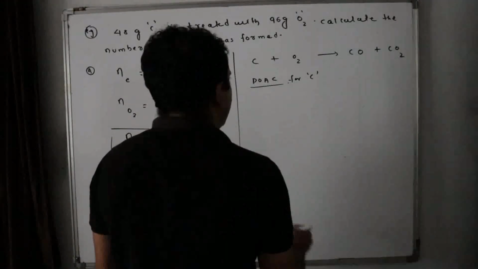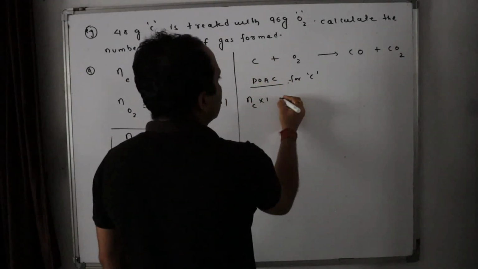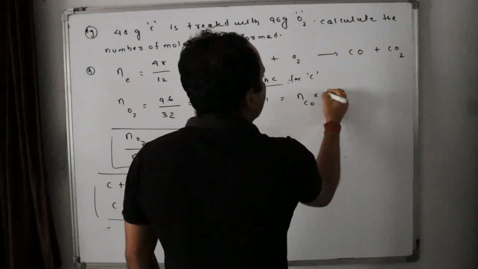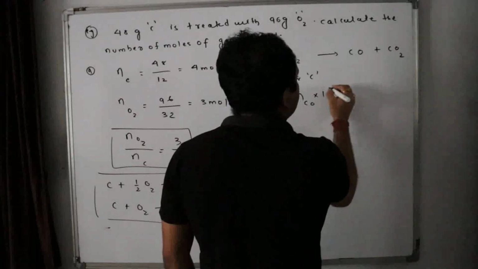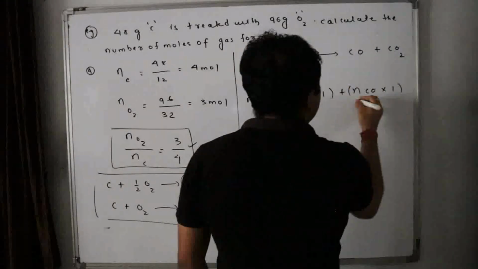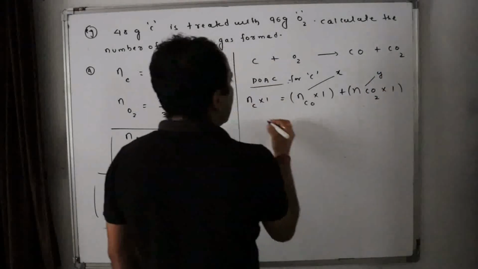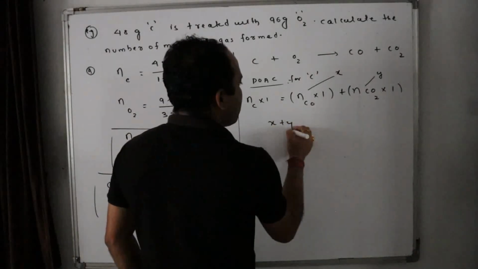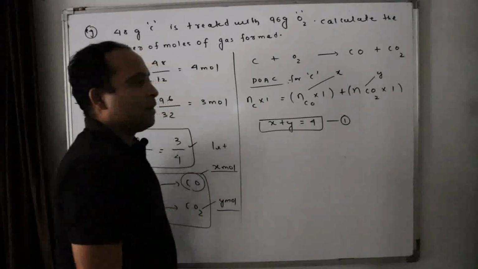Okay. Now, POAC for carbon. How can I calculate? Number of moles of carbon into number of times the carbon exists. Anything else on this left hand side? No. Is equal to number of moles of carbon monoxide into the number of times the carbon exists, 1 time, plus number of moles of carbon dioxide into the number of times the carbon exists, 1. Isn't it? Now number of moles of carbon monoxide is X and carbon dioxide is Y. And number of moles of carbon we have already calculated, 4 moles. So can I write here X plus Y is equal to 4. Equation 1. Yes or no?